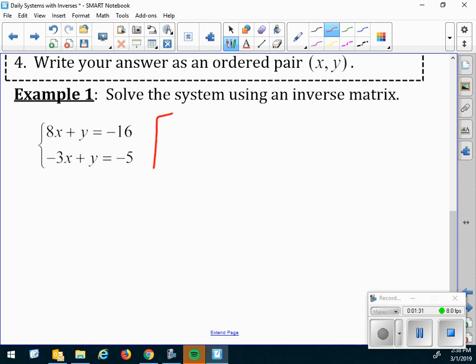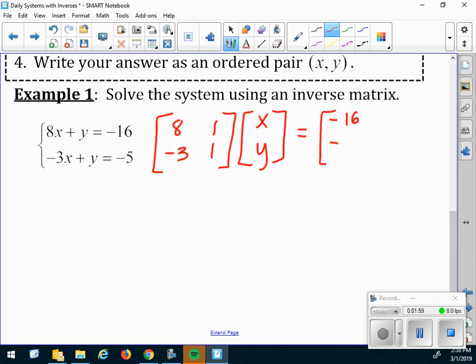You're going to write a matrix from the variables. What are the coefficients? What's the coefficient of x right here? 8. And so 8 and 1, -3 and 1, times xy, equals, you remember what goes in that last matrix? There you go. You have to write it like this. Super. Then you're used to it.